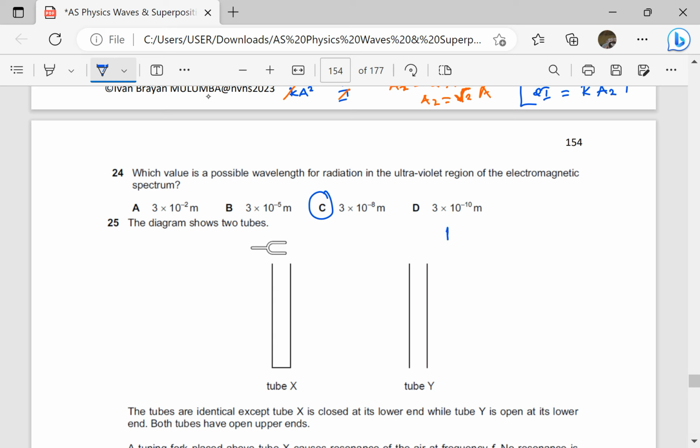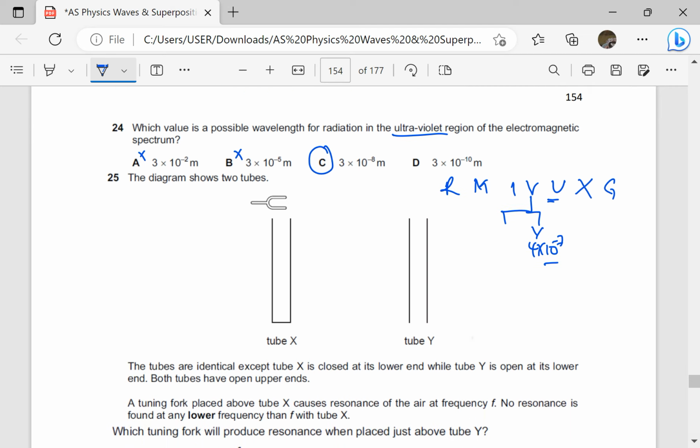If you need to be reminded, Rumenera's mother is visiting Uncle Xavier's garden. In the visible range, on the right-hand side, we have violet, which is 4 times 10 power negative 7. So all powers which are greater than negative 7 will not be ultraviolet, because the power should be less than negative 7. So you have two options. But ultraviolet is just after violet, which is 10 power negative 7, and it means the next one is going to be 10 power negative 8. Therefore, the answer is going to be C.